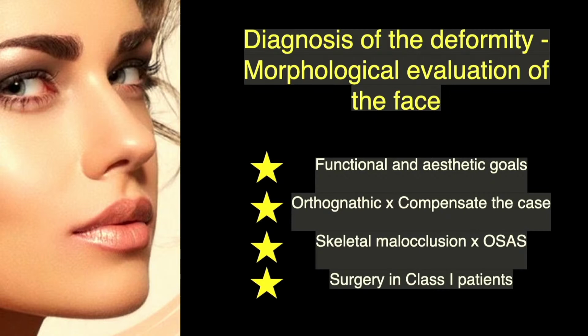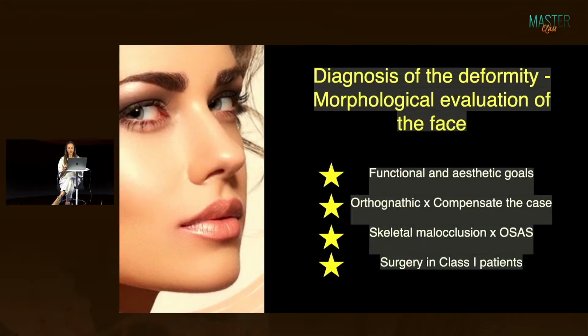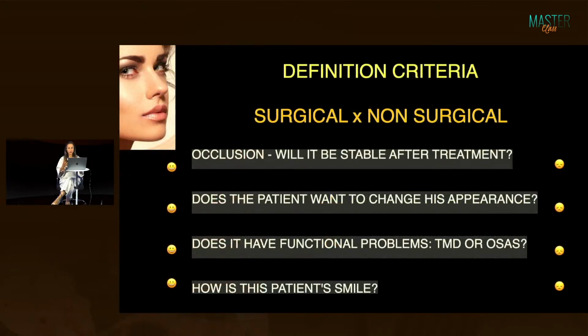And we have a lot of patients that are class 1 occlusion, but the bone, the upper and lower jaw, is totally out of position. The patient has bad health and a lot of problems in the airway. So we can suggest orthodontic surgery for patients even with class 1 occlusion. That's no problem.